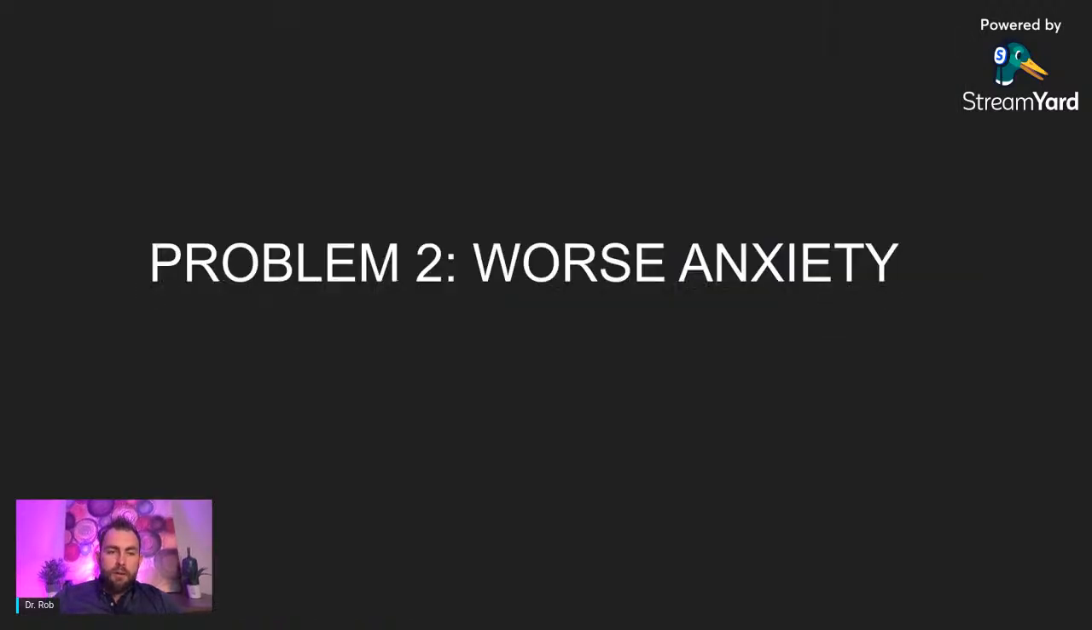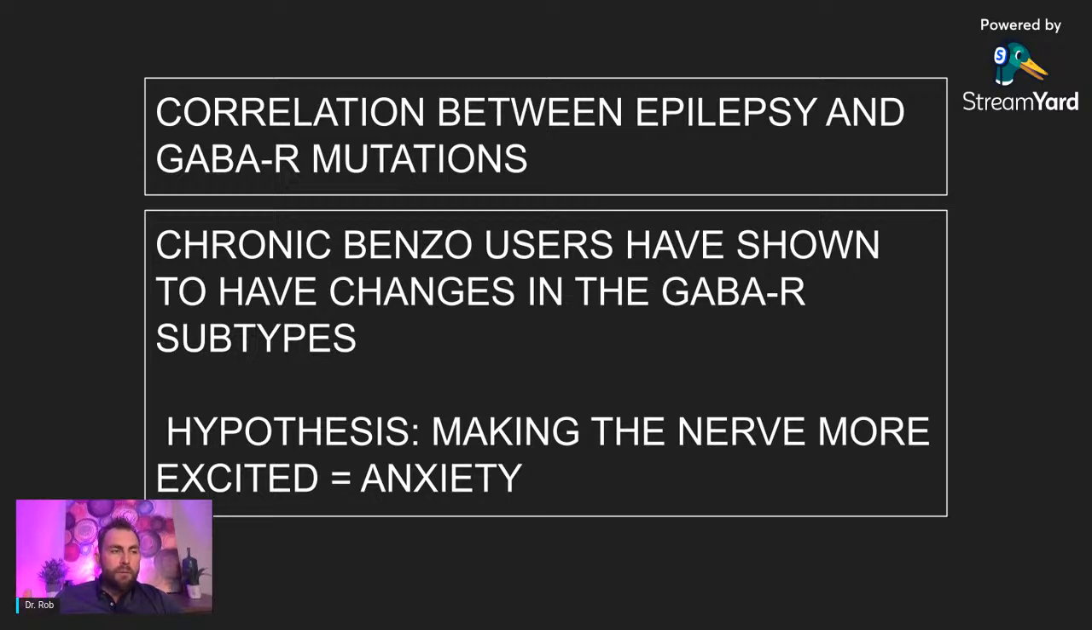But on top of the withdrawal, there's the second problem, which is worsening of anxiety. We do know that when you mess with the GABA receptors and change them a little bit, there's more excitability of the neurons. We already know there's a correlation between epilepsy, people who have seizures, and GABA receptor mutations. We also know that people on chronic benzos have been shown to have changes in their GABA receptor subtypes. That's its own ball of wax and a big set of weeds that I'm not going to go into right now. But we do know that those receptors change, and if they're not acting the way they should, they can cause the nerves to be much more excitable.